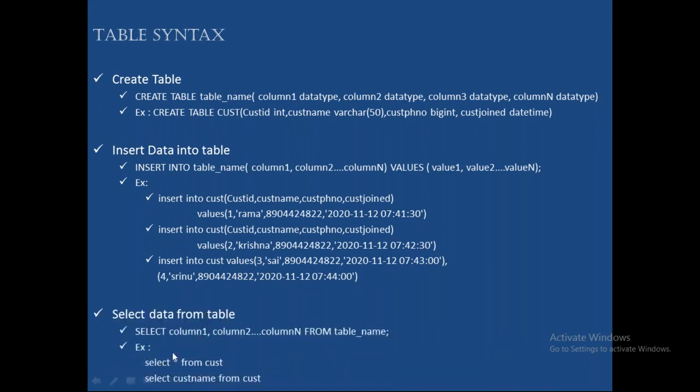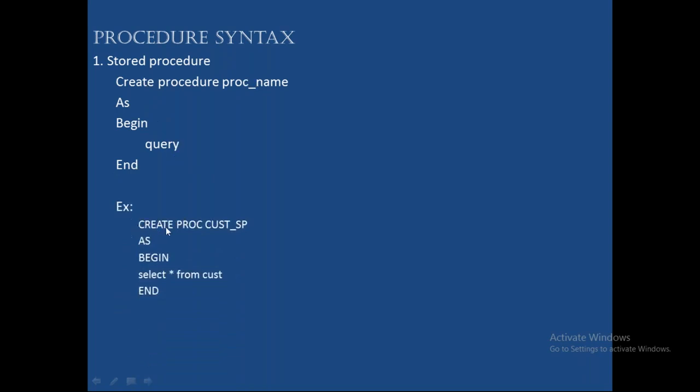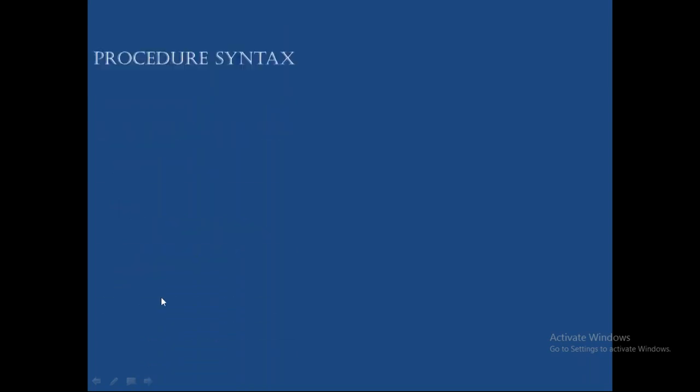Now I want to read data from the table. Select star from cust, or if you want any condition, you can put those conditions as well. Now, procedure syntax. How will you create a procedure? Stored procedure syntax, something like this. Without parameters: create procedure, procedure name as begin, query, end. Example: create procedure, procedure name as begin, this is a query, and end.